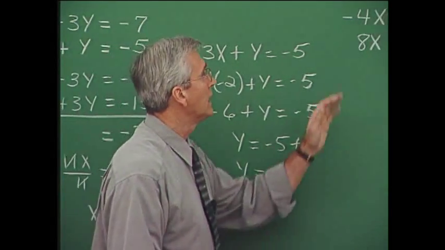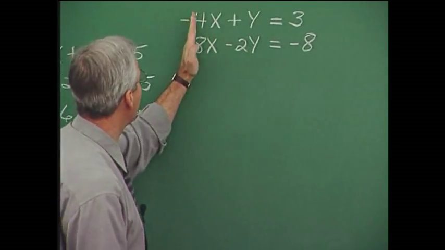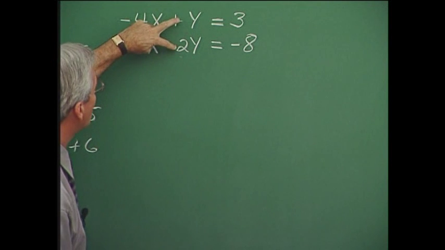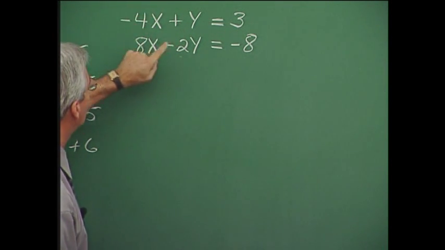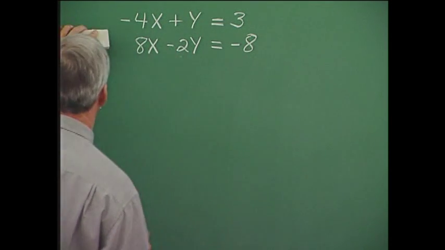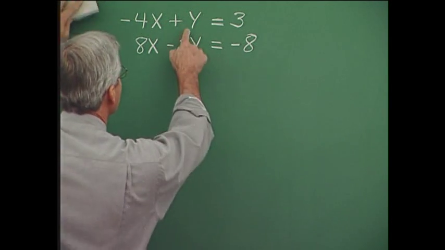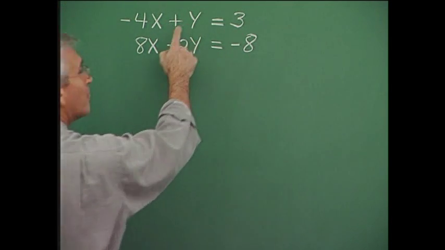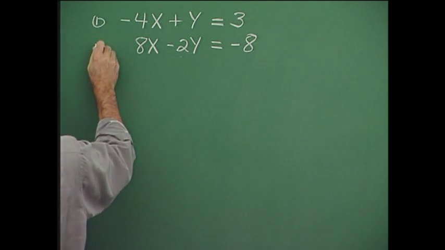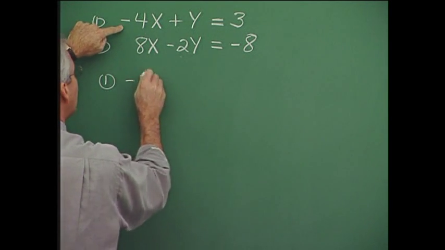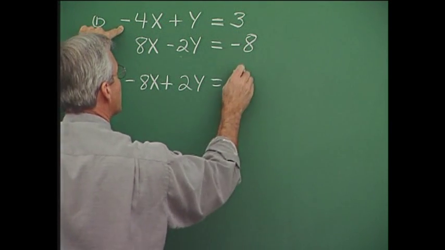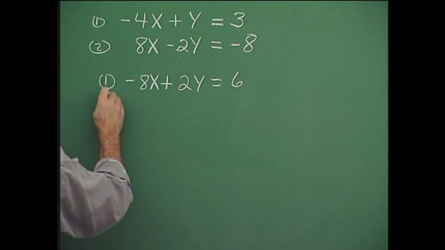Another example. In this one, as I look at the coefficients of the x's and y's, it looks like attacking the coefficients of y would be a little bit easier. The coefficients are smaller, and we only have to multiply in one equation. Here we would only have to multiply in one equation also, but the numbers are a little bigger. So it looks like it's easier to just multiply equation 1 by 2. So in equation 1, I'm multiplying by 2. 2 times negative 4x, negative 8x. 2 times y, 2y. 2 times 3, 6. Bring down equation 2.